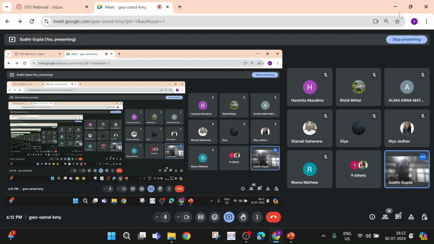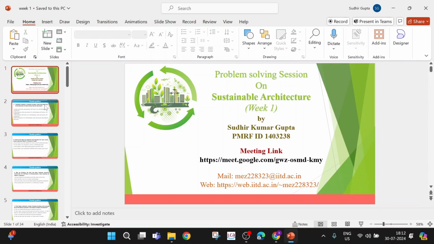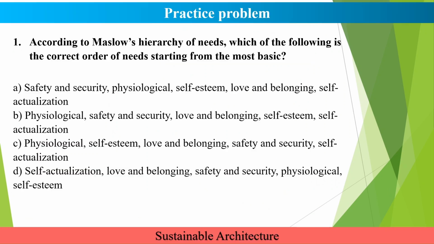Okay, then let's discuss the problems now. Here is the first problem for you. So problem 1 is visible to all of you.